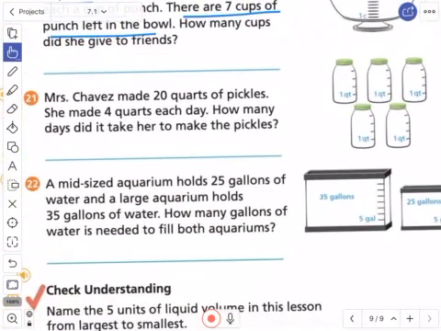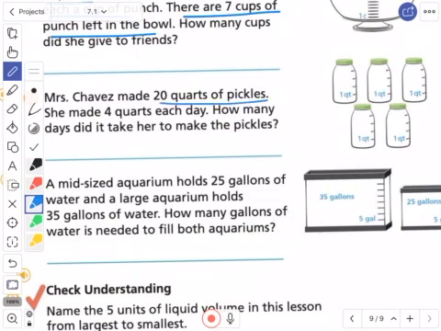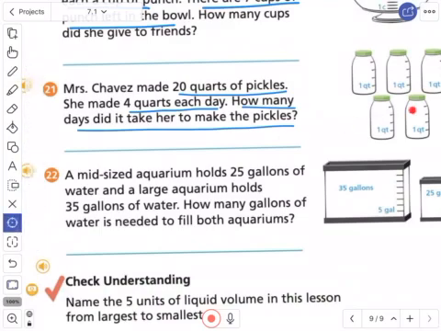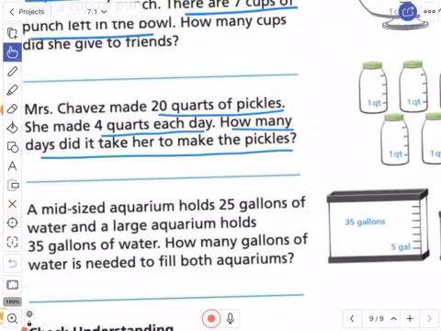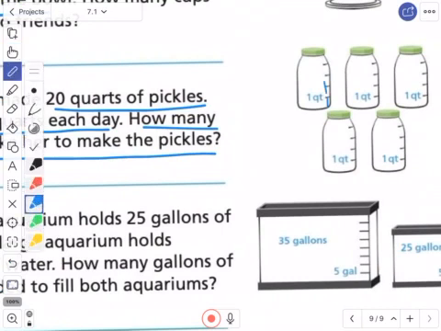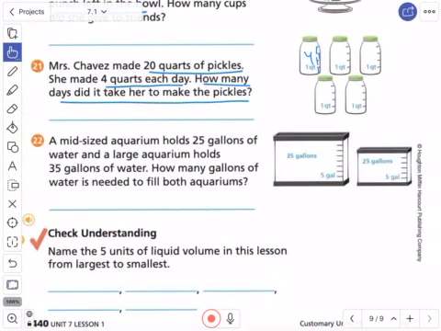Number 21, Mrs. Chavez made 20 quarts of pickles. She made 4 quarts each day. How many days did it take her to make the punch? Okay, so we'll have to think, is that multiplication, division, addition, or subtraction? And I can always go over here and take a look. If I look at that first quart, she made 4 quarts each day, because that would be 1, 2, 3, 4. It looks like it would be 4 in each one. I can count how many days that's going to take in any equation.